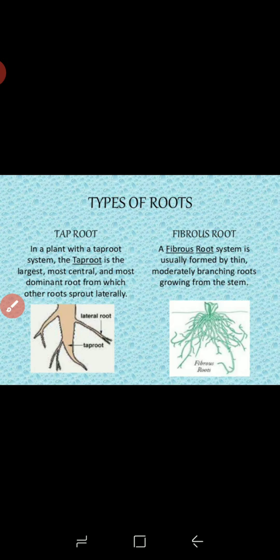In a plant with a taproot system, the taproot is the largest, central and most dominant root from which other roots sprout laterally. A fibrous root system is usually formed by thin, moderately branching roots growing from the stem. The fibrous root has thread-like structures.